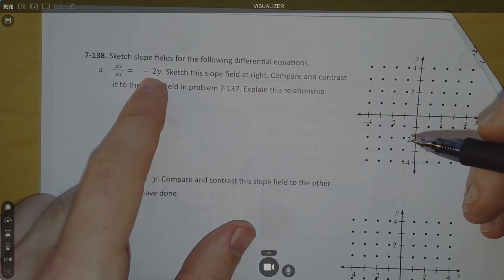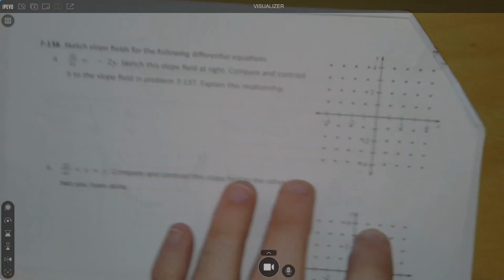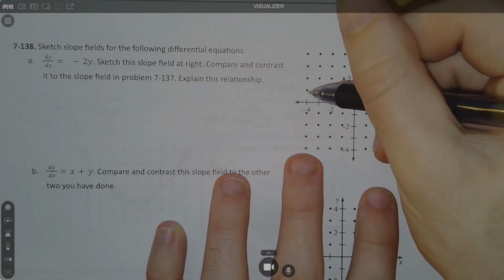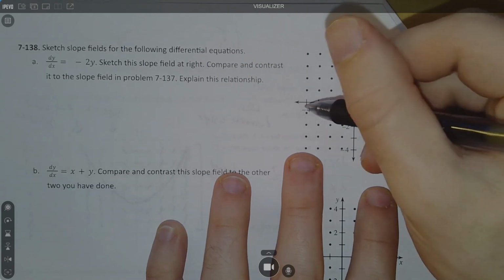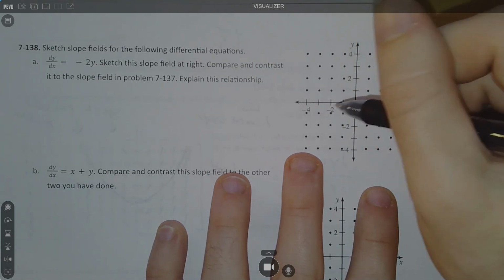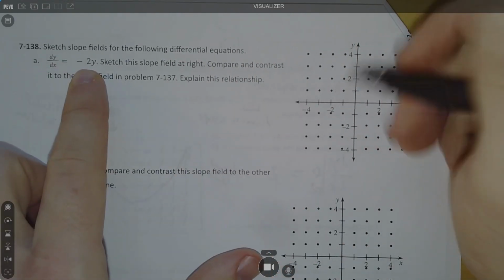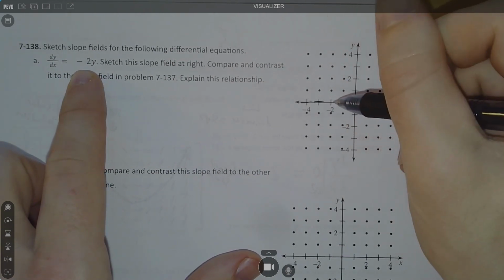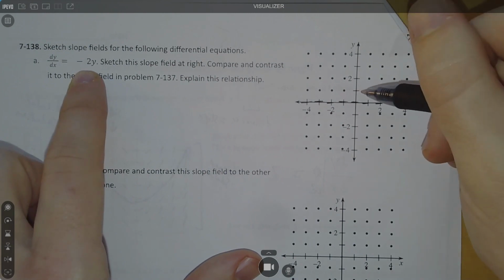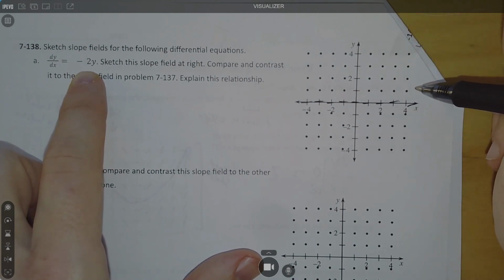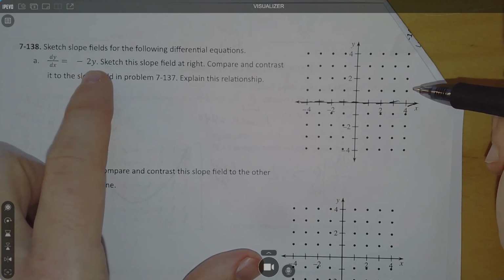Okay, so all this means is you're going to get the slope by multiplying the y value by -2. So, for example, right here, my y is 0 at this point. So that means all my slopes are going to be 0, because the y value is 0. What's my y value here? 1, correct? That means all my slopes are going to be what? They're all going to be -2.